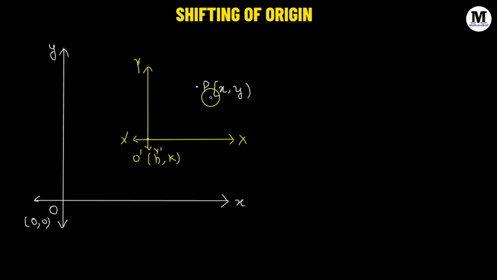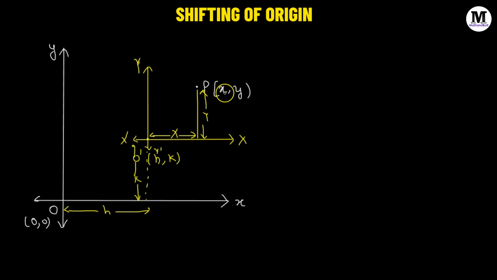Now our goal will be to find out the position of point P with respect to this new origin O prime. Since the origin O prime is at the coordinate (h, k) with respect to O, that would mean it is h units from the origin O along the x-axis, and k units along the y-axis. So here we have (x, y). Let's say with respect to the new origin O prime, the point P is at a distance of capital X from the origin O prime along the x-axis, and at a distance of capital Y along the y-axis.